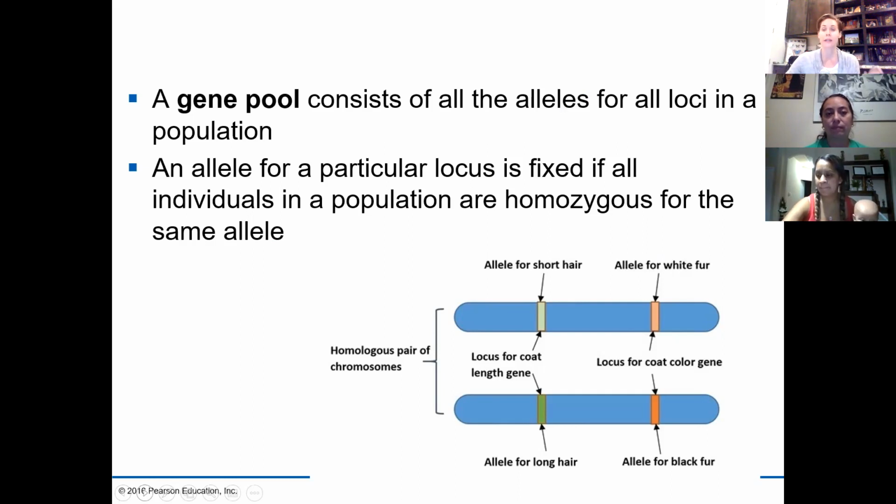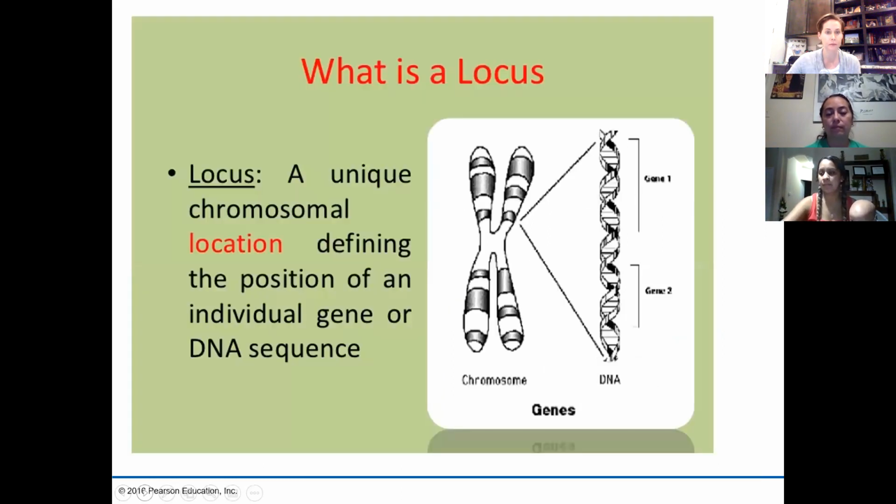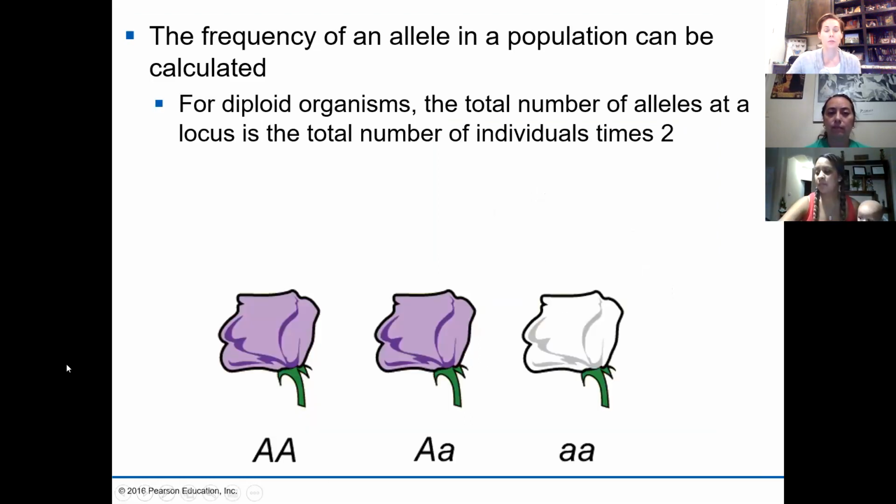And where they're located is called the locus or the loci, because you have two of them, right? So locus is the location that defines it. We have two chromosomes, one from mom, one from dad. And so whatever the allele or gene is that we're looking at, there are actually two locations for it on the two different chromosomes. So the frequency of an allele in a population can be calculated, and that's the Hardy-Weinberg equation.